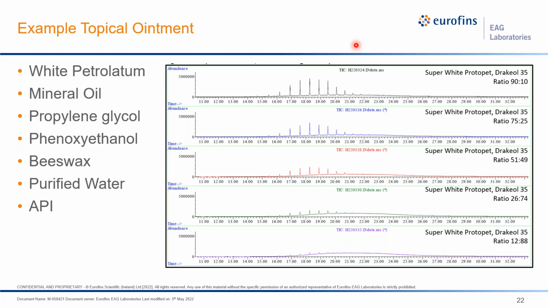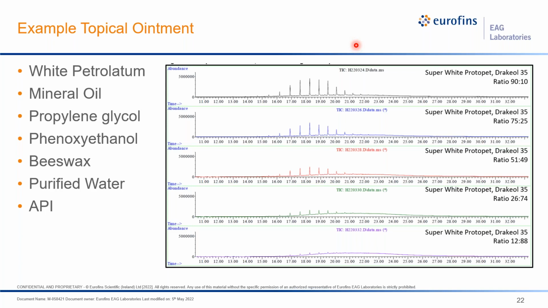What makes this formulation so challenging is that when you think of these different materials, petrolatum, mineral oil, and parts of beeswax cannot be separated from each other. There's no physical way to take the waxy portion of beeswax and remove it from the petrolatum mineral oil. So how do we tackle that?